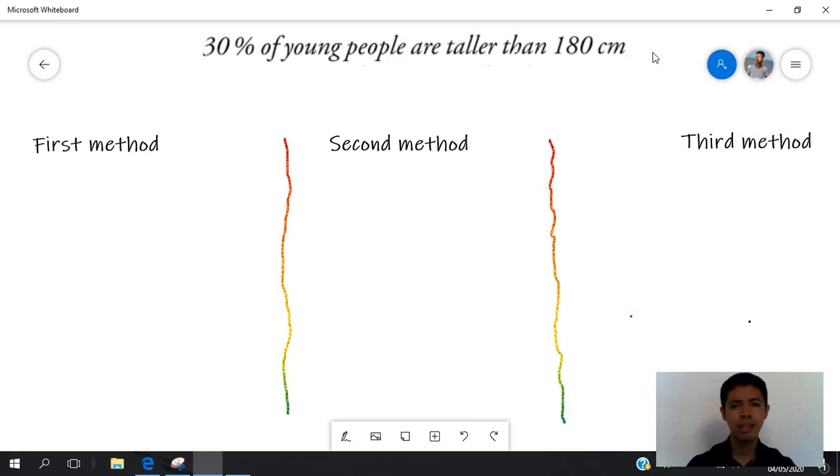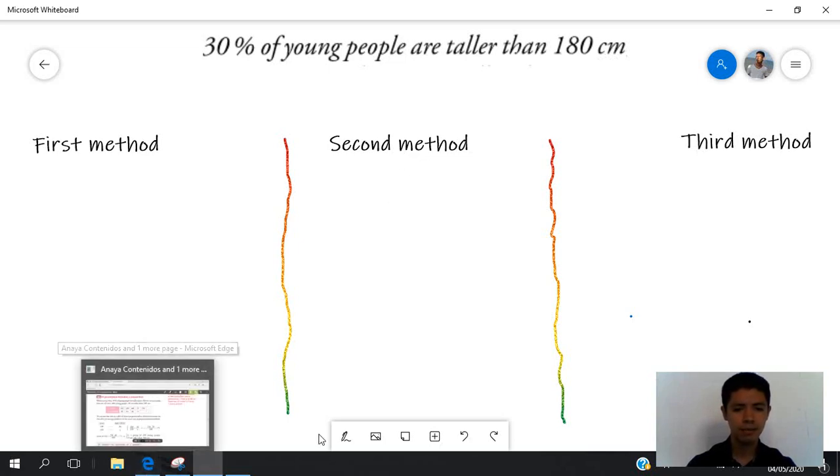As you can see, this is a direct proportion. As you increase the number of young people, you increase the number of those who are taller than 180 centimeters. So imagine that we have 250 young people. How many of them are taller than 180 centimeters? We can know that using the rule of 3, like this.